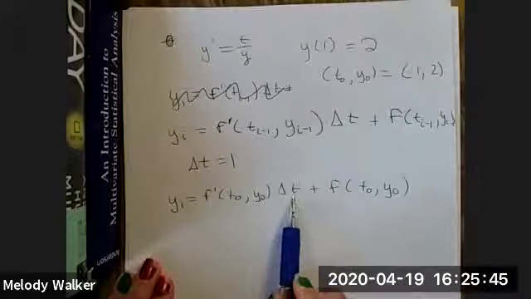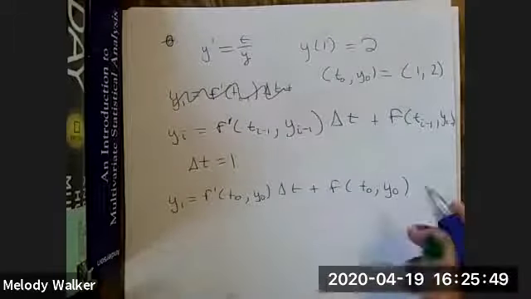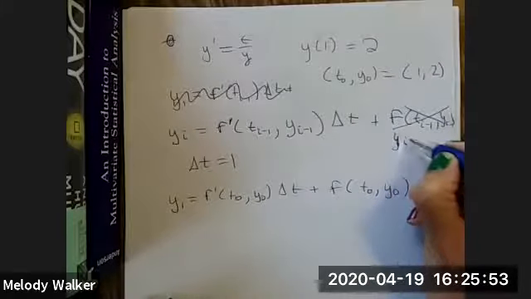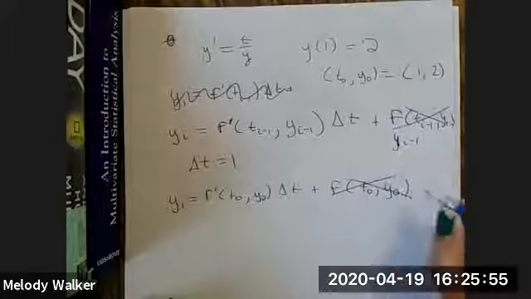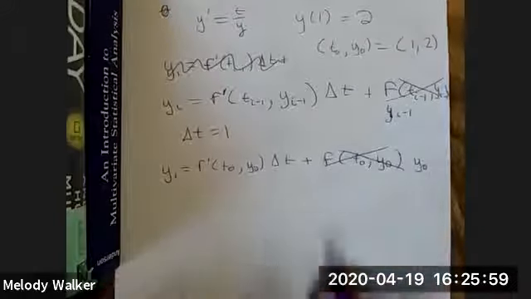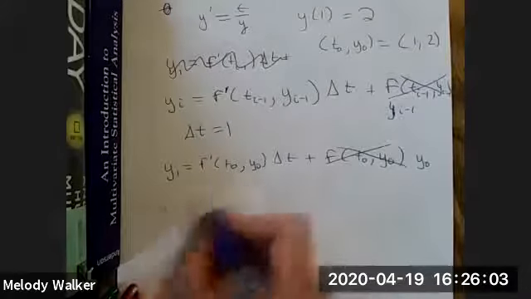I have this value, I have this value. This is just the y. So actually, I should have just written this as y i minus 1. So this is y0. The derivative is a function of both, but not the original. Okay, so let's plug it in. Let's plug in the derivative.